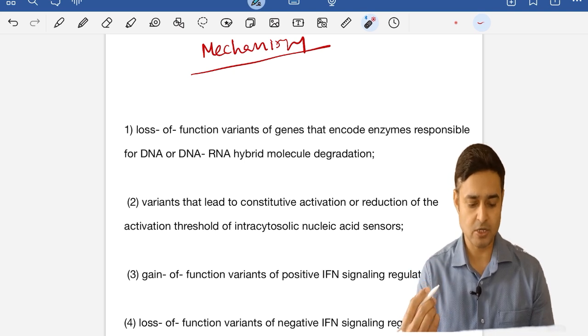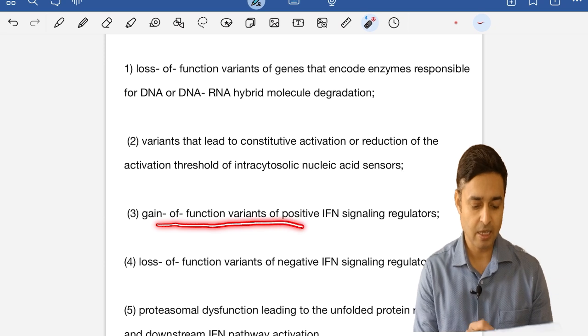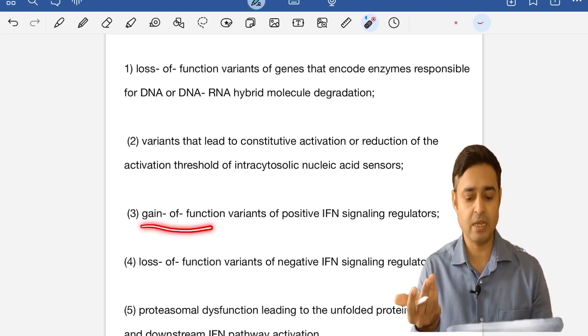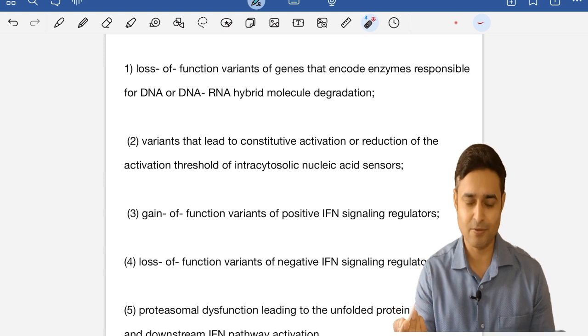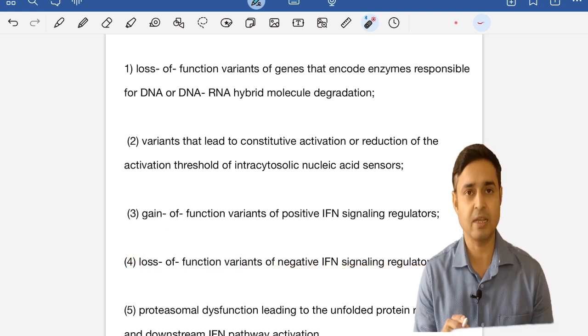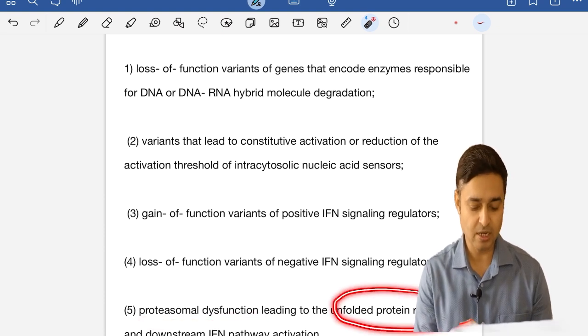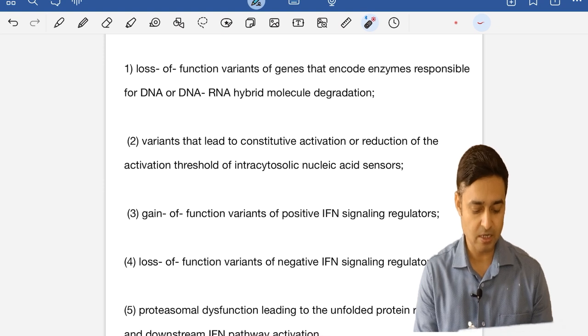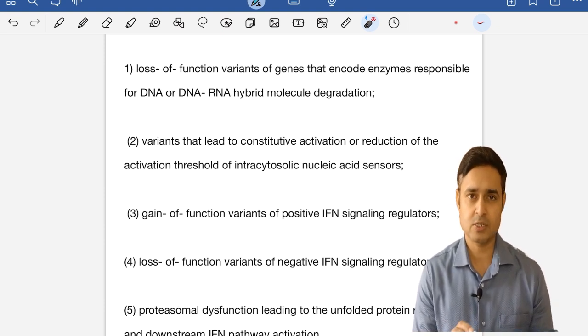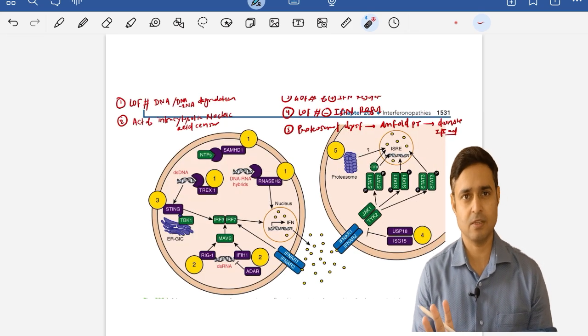The sensors' threshold is lowered, so this is the mechanism. Third, gain of function variant of positive interferon signaling regulators. Anything upscaling interferons, a gain of function mutation of this will cause interferonopathies. Fourth, loss of function mutation of negative interferon signaling regulators. And fifth, proteasomal dysfunction leading to unfolded protein response and downstream interferon pathway activation. Basically, for this group of diseases to happen, the interferon pathway should be upregulated. Anything upregulating this pathway will induce interferonopathies. You have to remember these names.